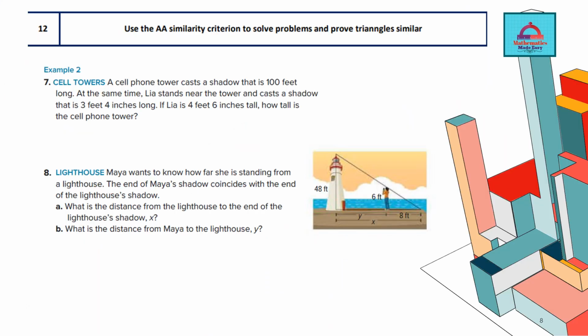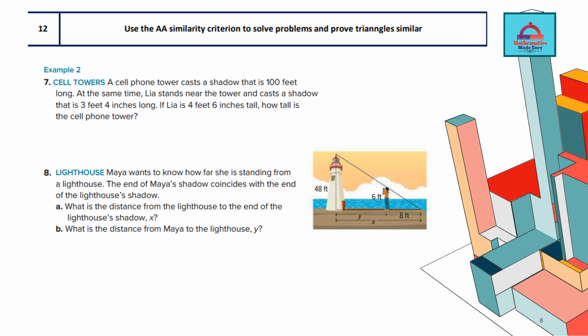Question 8. In this question, we are going to use a little bit of trigonometry. So if you see there's a right triangle given to you, I'm going to redraw it again for you just to make things more clear. So observe, this is the height of the lighthouse. This is 48. This is the height of the person Maya. It is 6 feet, and the total length of the shadow of the tower is x. This much is y, and this much is 8. So the shadow of Maya is 8.